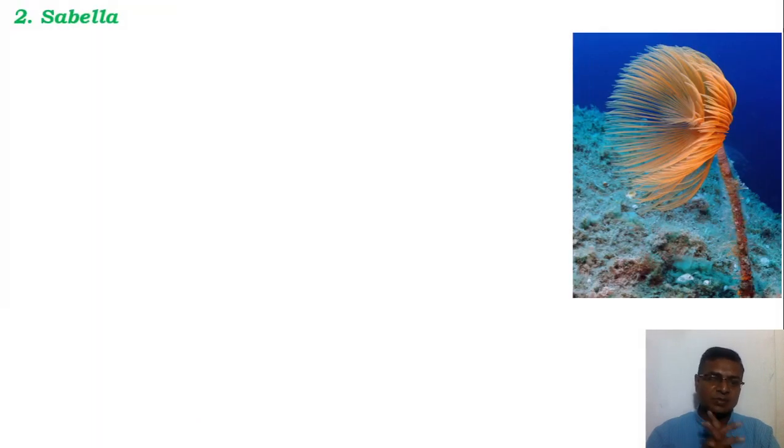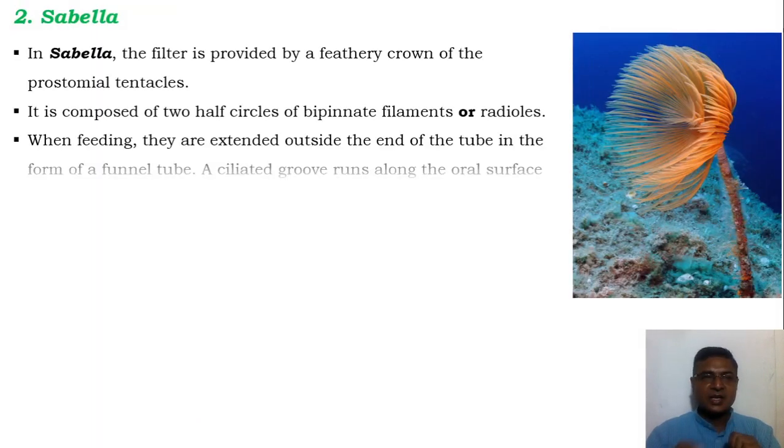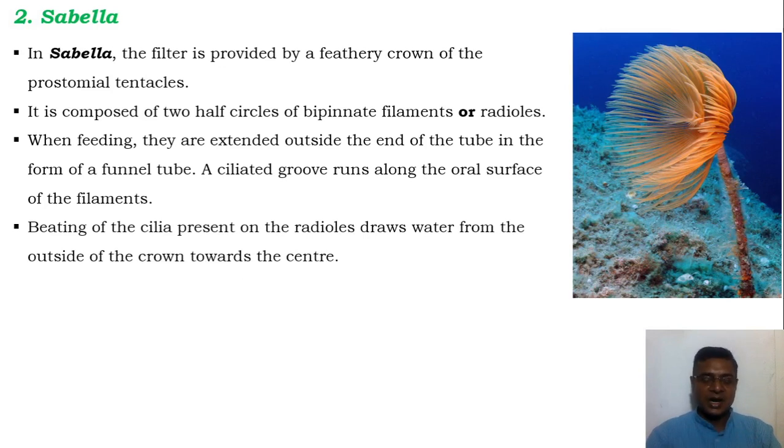After that, we move to Sabella. Here, in the case of Sabella, filter feeding is observed, and the filter is provided by a feathery crown of prostomial tentacles. The prostomium is the region of the mouth where numerous elongated tentacles are present, which form the crown-like feature, that is, the feathery crown. We say this is the specialty of Sabella, through which it easily traps the food material.